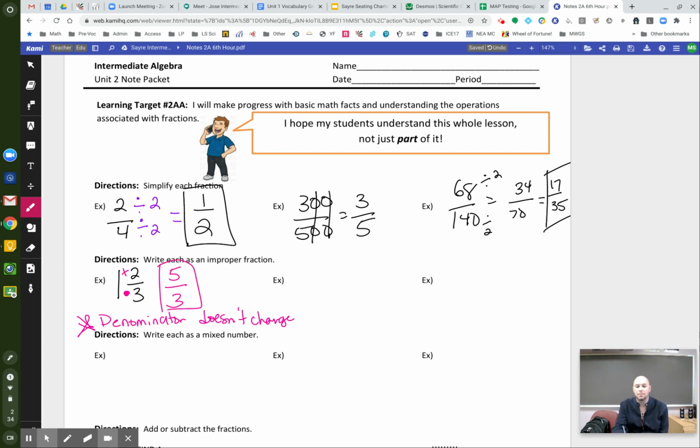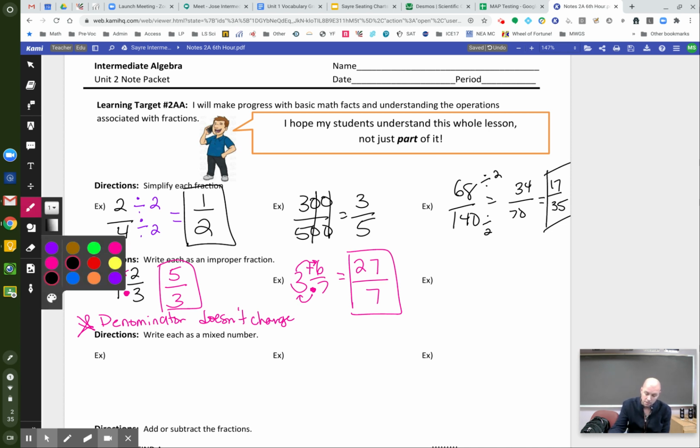All right, my next example is 3 and 6/7. What I'm going to do with that, again, same process, is I'm going to multiply and add. Okay, multiply the 3 times the 7, and then add the 6. So I'm going to get 21, which is 3 times 7, plus 6, which is 27 over 7.